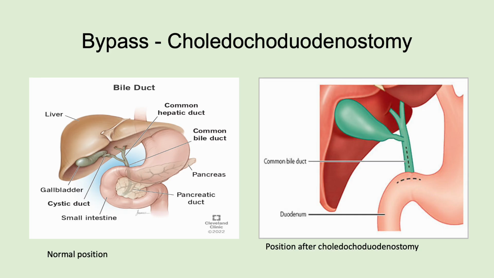So let's look at what these look like. So on the left is the normal position. You see near the top on the right-hand side is common hepatic duct, and then under that is the common bile duct. And that carries bile from the liver and gallbladder to the pancreatic duct and then the small intestine. After the surgery, you see that the common bile duct on the right-hand side goes directly to the duodenum.